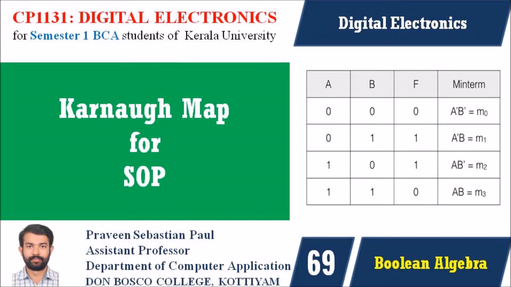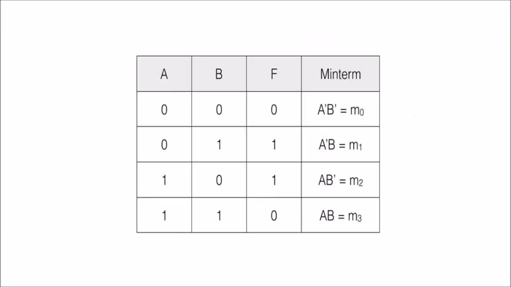In this lecture we are discussing the KMAP for SOP, or Karnaugh map for sum of products. For the SOP, that is the sum of product, each cell in a KMAP is represented as a minterm. If there are n variables for a given Boolean function, then the KMAP will have 2 raised to n cells, and we will fill these cells with 1 whose minterm output is 1. Let us check the KMAP for 2, 3 and 4 variables.